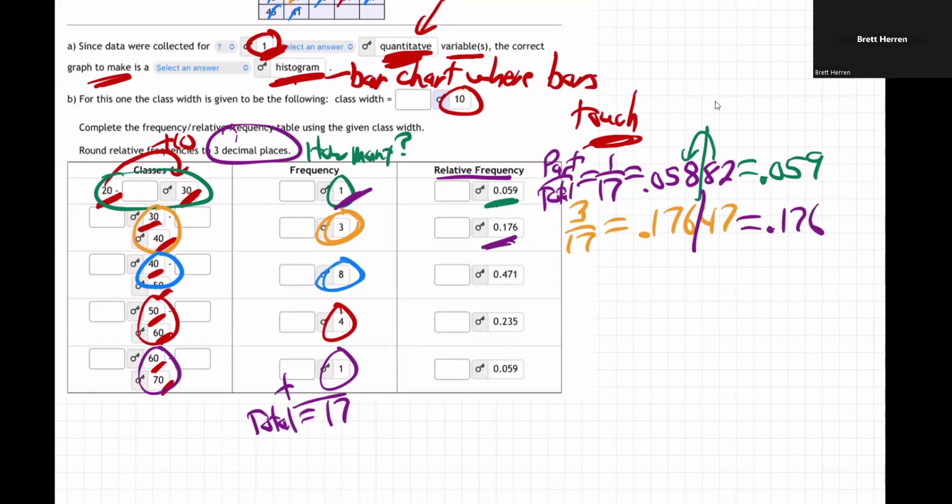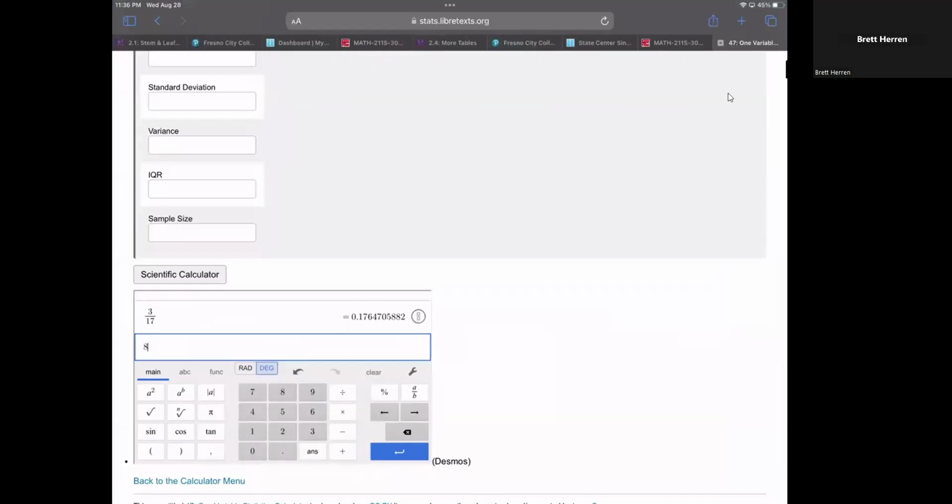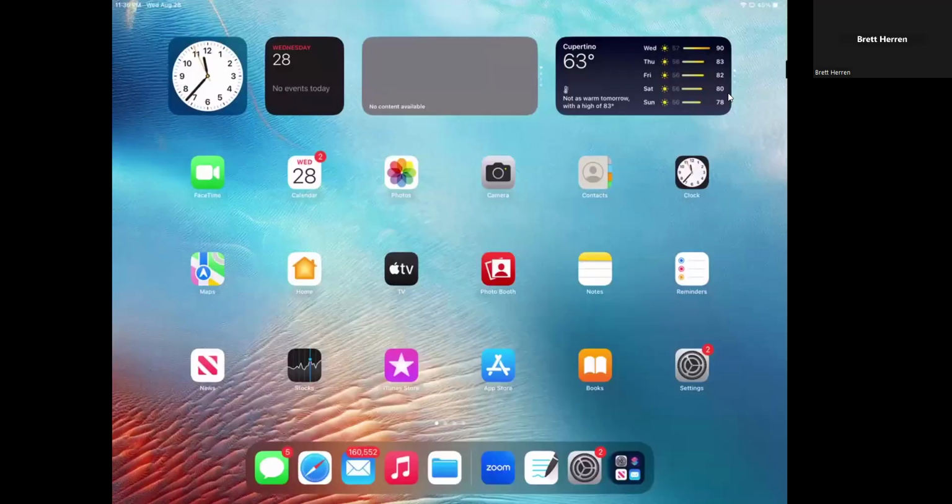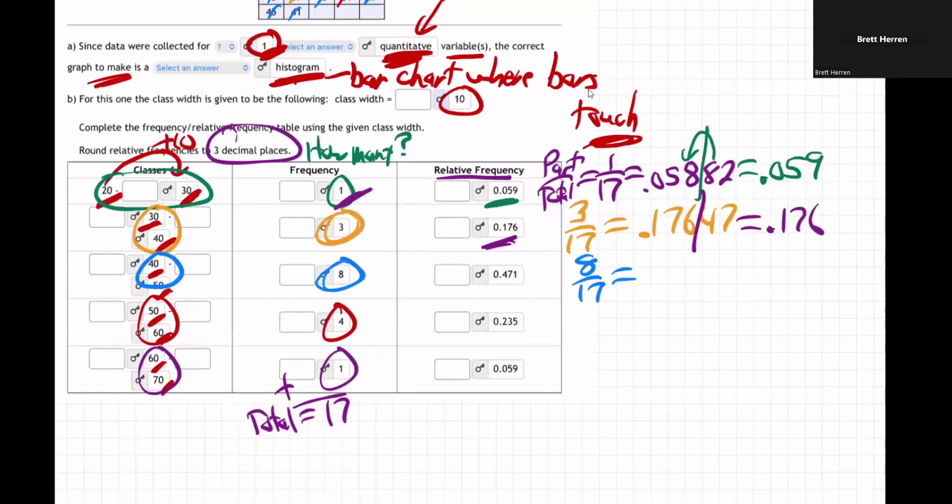Next one is 8 and 17. Calculator, 8 out of 17. 0.4705. Round to 3 places. Now that 5 means round that up, huh? 0.471. That's what they got.